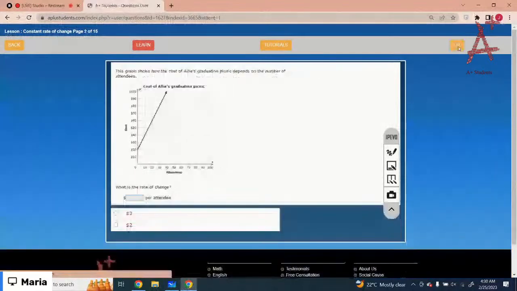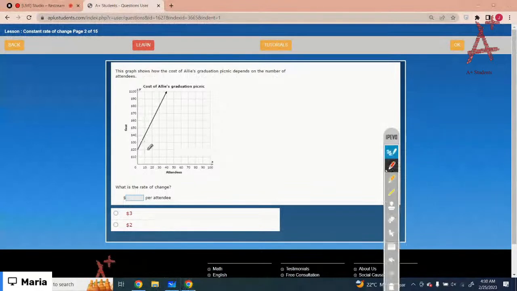Okay, the next one is, this graph shows how the cost of Ali's graduation picnic depends on the number of attendees. Got it? So on the x-axis you have the attendees and on the y-axis you have the cost. What is the rate of change? So for the rate of change you have to select any 2 points on the graph and then calculate the rate of change.